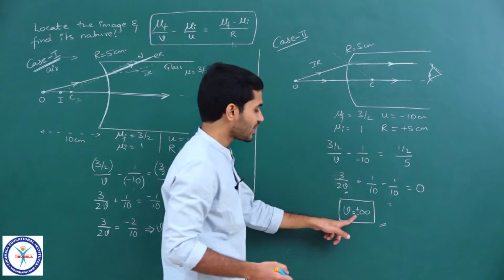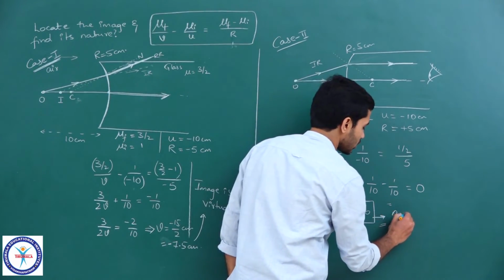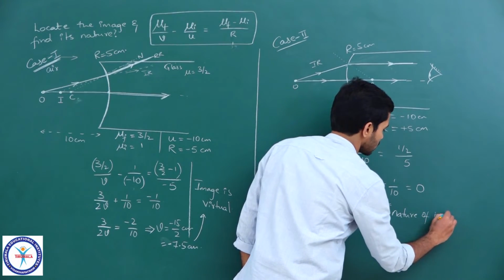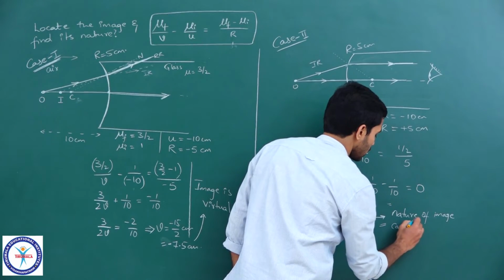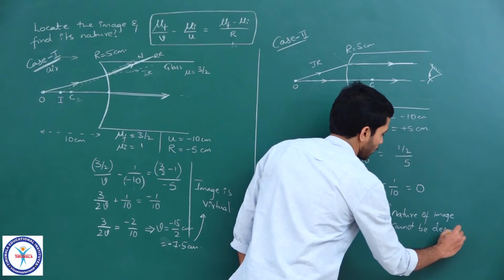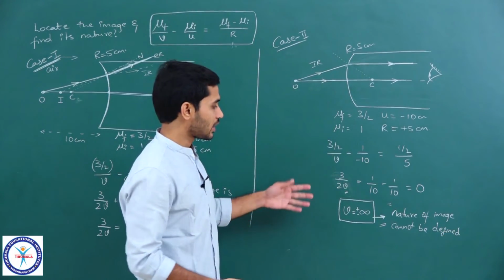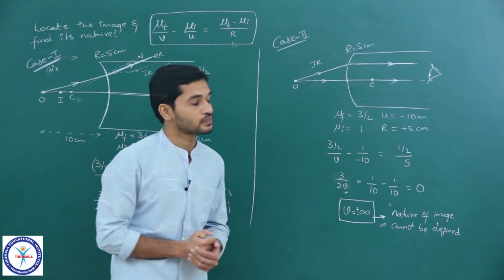So, please keep in mind, whenever an image is formed at infinity, the nature of the image cannot be defined, right, students. Okay, we will see some more examples, at least a case where something like this does not happen. So, we will see some more.